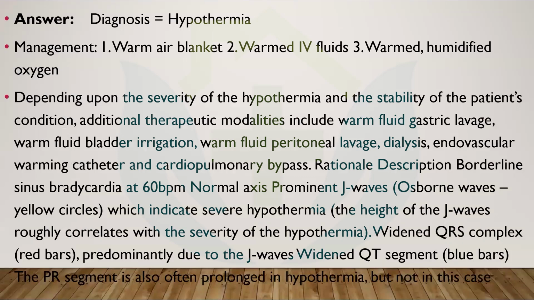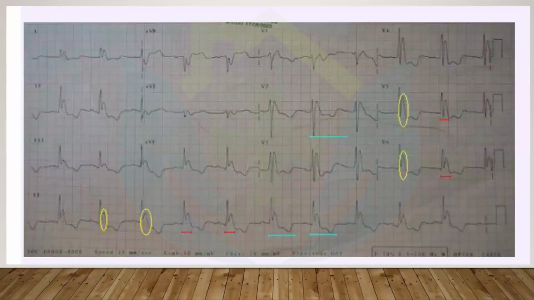Okay. So for hypothermia: warm blankets, IV fluids, warm humidified oxygen. This is mostly it, and this is the explanation for that, what they have given. The rationale, I can tell you: this is a sinus bradycardia, 60 beats per minute. Normal axis, prominent J waves, Osborn waves, which indicate severe hypothermia. Widening QRS complexes predominantly due to the J waves. Prolonged QT interval; the PR segment is often prolonged in hypothermia, but not in this case. Can you see this? These are the Osborn waves, which indicate hypothermia.